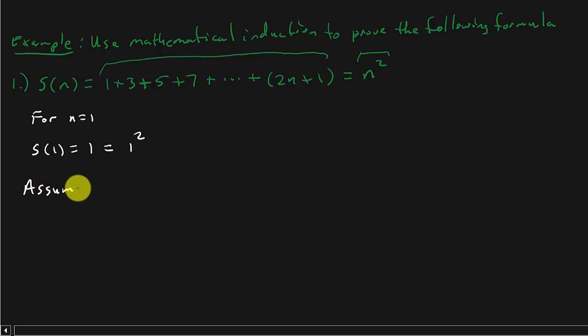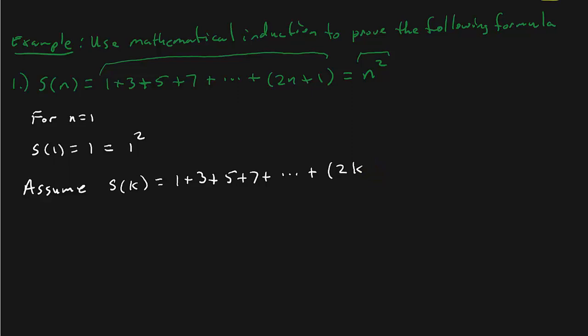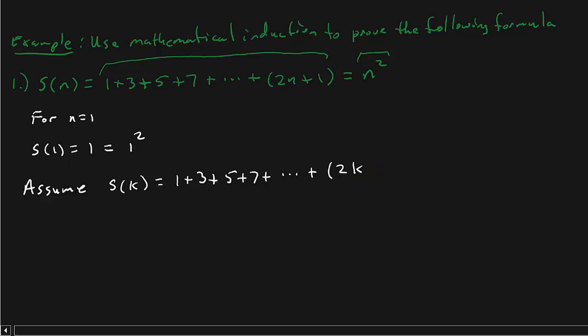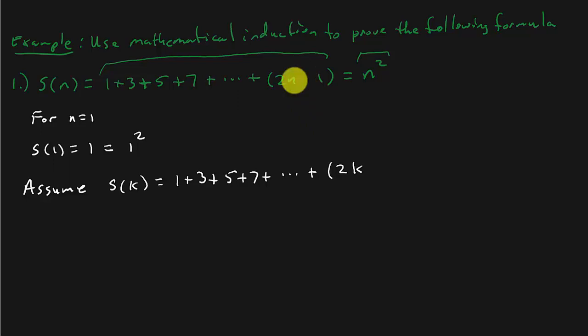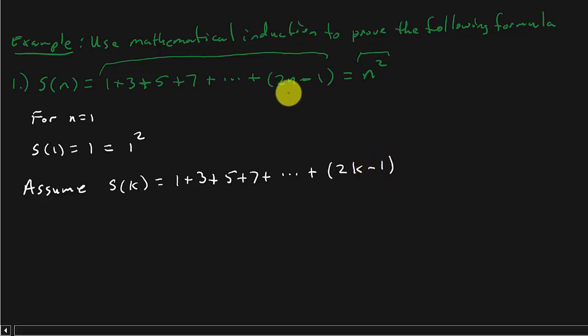And then we assume that s of k equals 1 plus 3 plus 5 plus 7 plus... and I'm sorry about that. I actually wrote this problem wrong. That should be a minus there. Well, what a video this is starting out to be, huh? But anyway, yeah, it should be 2n minus 1, not 2n plus 1.